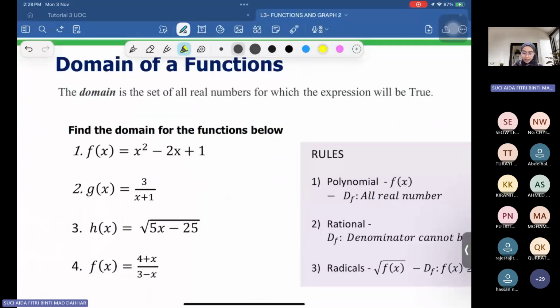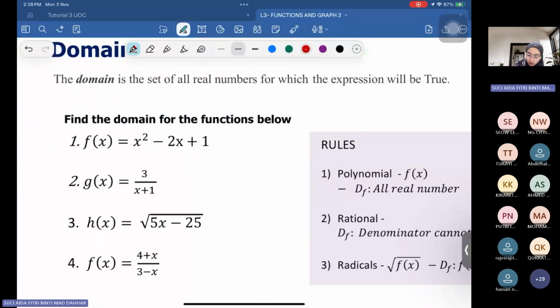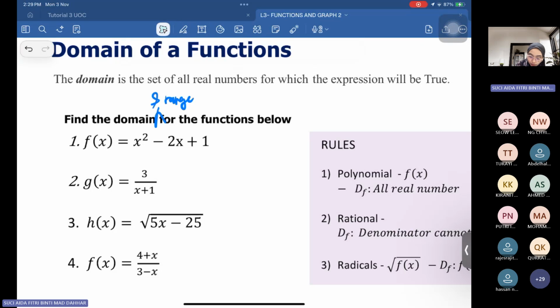Example from the slide here. So find the domain. I want you to find both domain and range for this function. Let's do the first one. What kind of function is this, class?